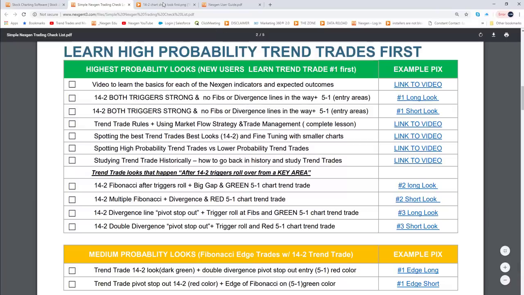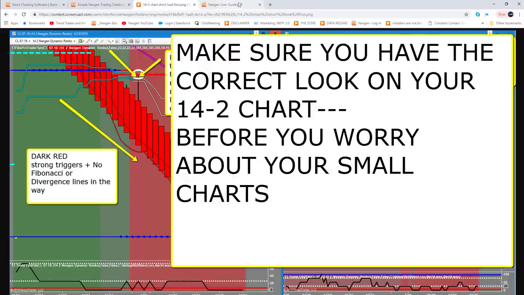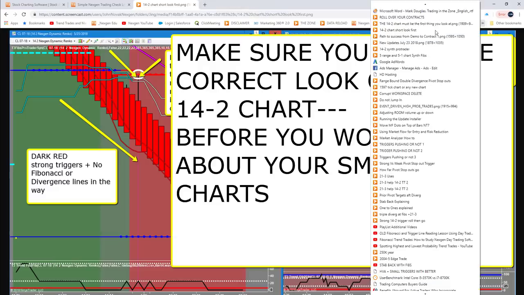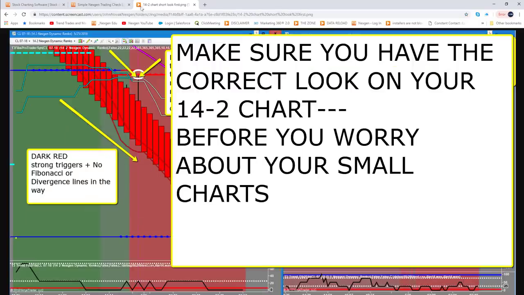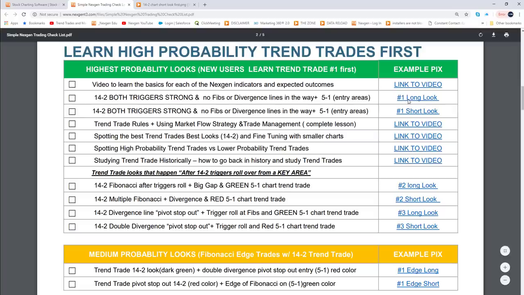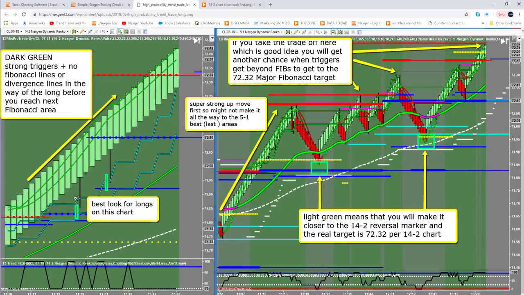First things first, we need to have our large chart for long trades look like, well, that's the short. Bear with me. So in our trading plan, we need to have our large chart look like this, which is going to give us the other trigger line configuration on the small chart.